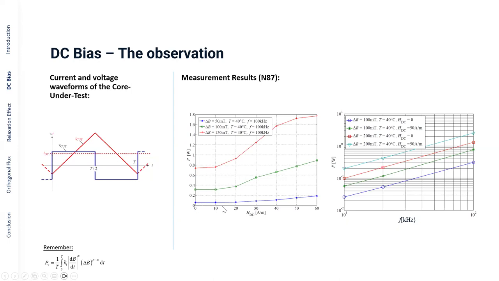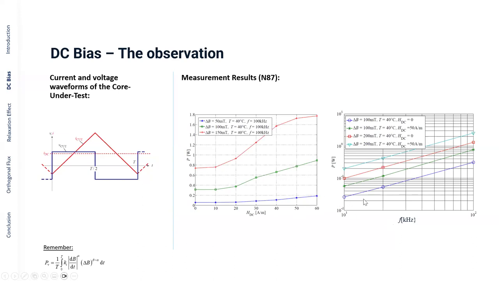If I increase my IDC from left to right, from 0 to, in this case, 60 amps per meter, the core losses increase. Depending on the operating point, it looks a bit different. You see here, these are different operating points, different delta B. The frequency is always constant in these cases.